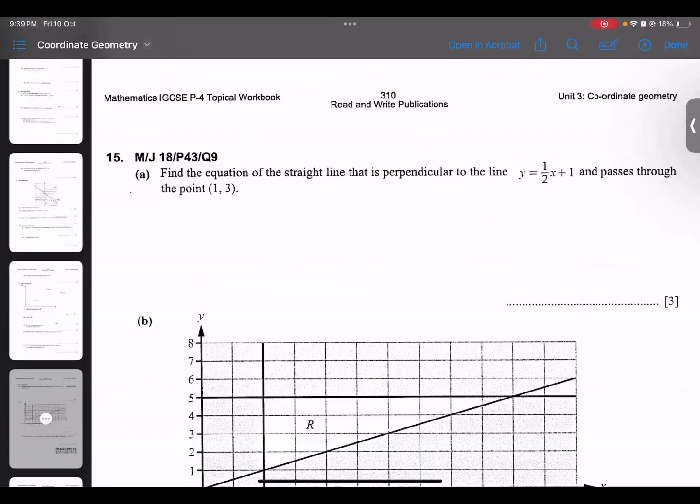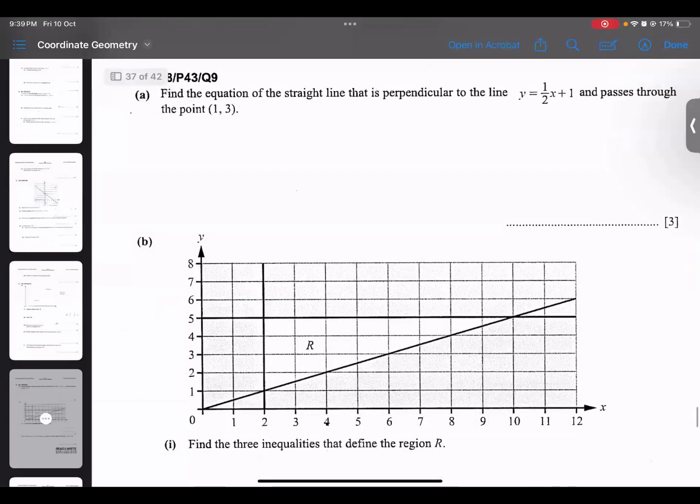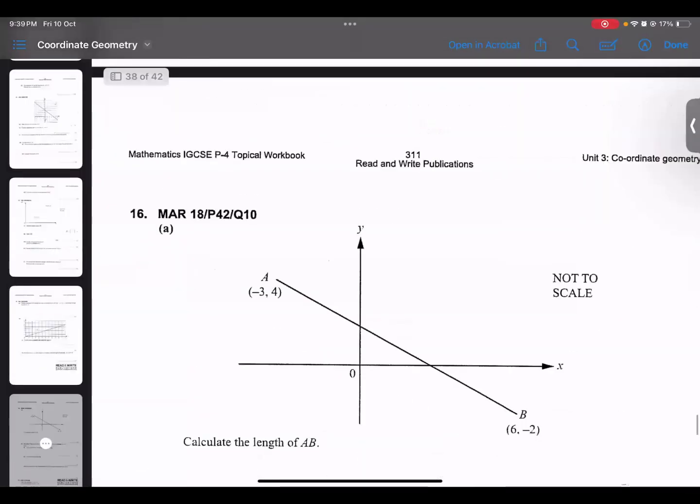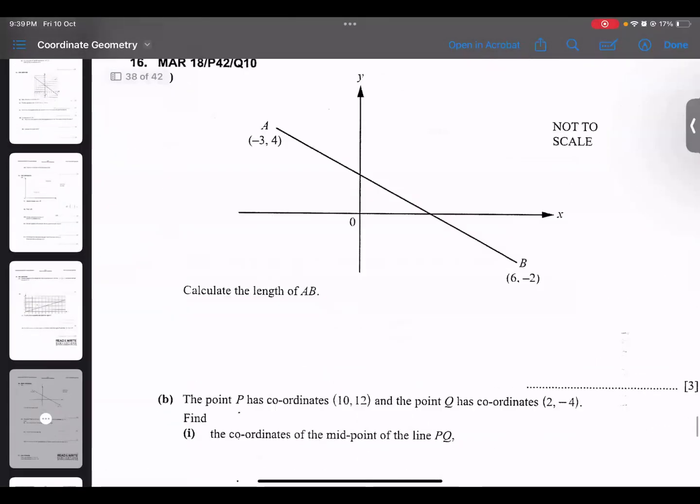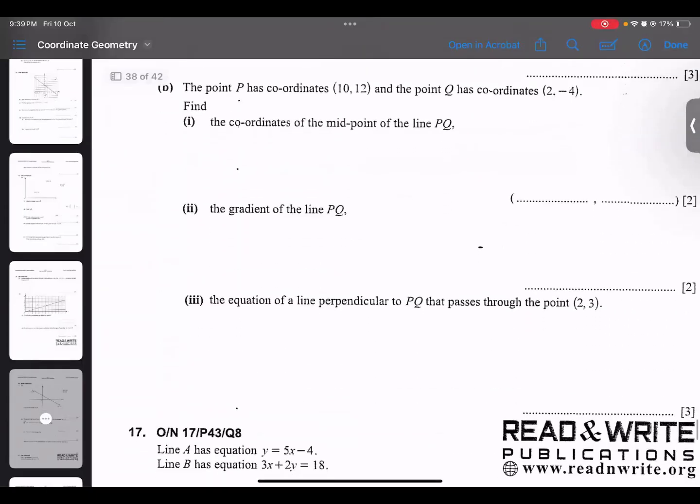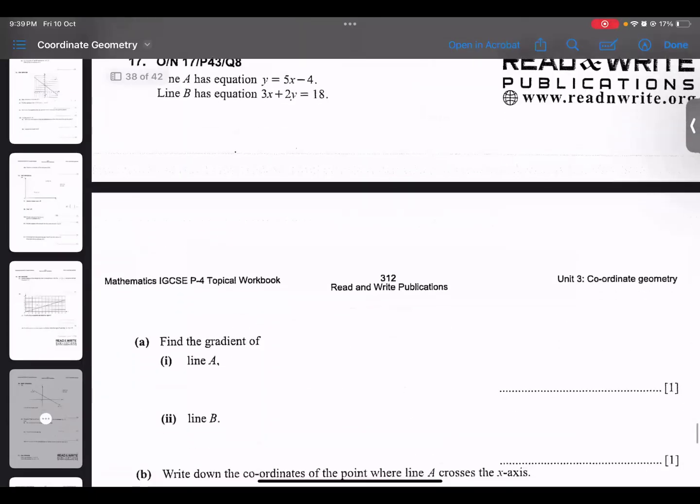Part A is exactly the same as we did in the last class. They have given you one line, they're asking you to get the equation of the other line, which is perpendicular to the line they have given you and passes through 1 comma 3. So you would take the negative reciprocal of the gradient. The gradient is half. Negative reciprocal, so you will get negative 2. And y equals negative 2x plus c. Then you would put in x as 1, y as 3, find the c, and that is your equation. So easy. I think easy. You people can do the practice properly. If you have any questions, ask.